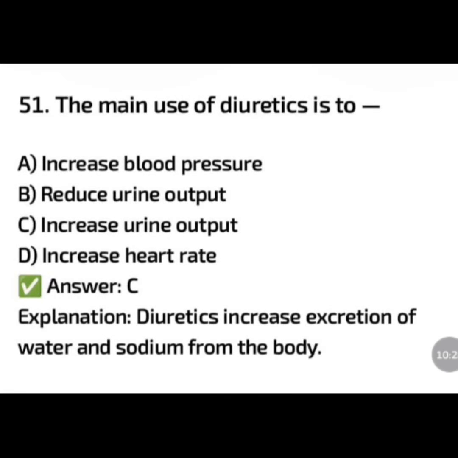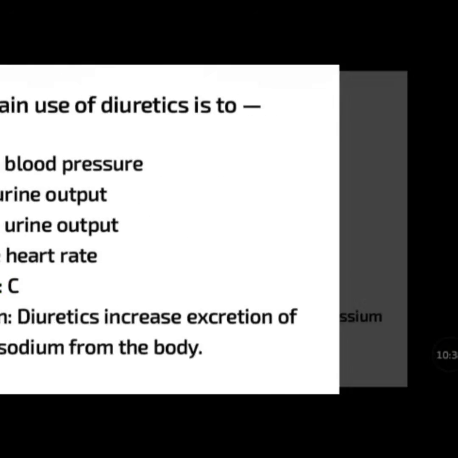The main use of diuretics is to: increase blood pressure, reduce urine output, increase heart rate, or increase urine output? The correct answer is option C, increase urine output. Diuretics increase excretion of water and sodium from the body.